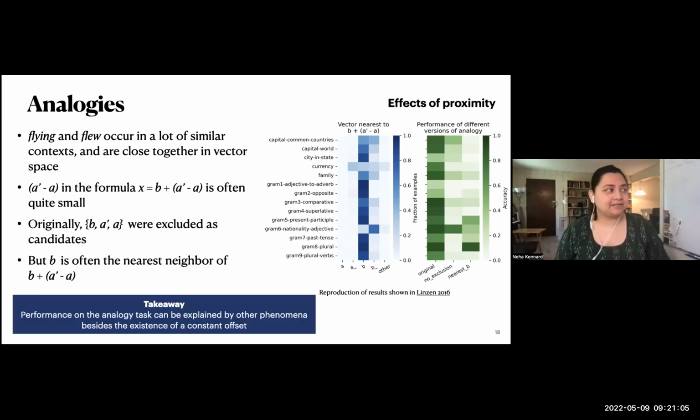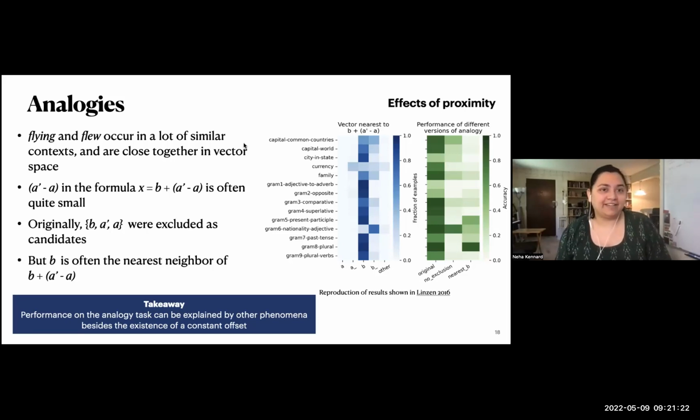But what this really means is that performance on the analogy task can be explained by other phenomena like proximity rather than the existence of a constant offset. This doesn't mean that there's no linear substructure in these word embeddings, just that what the analogy tests in and of themselves are testing doesn't prove that it exists.